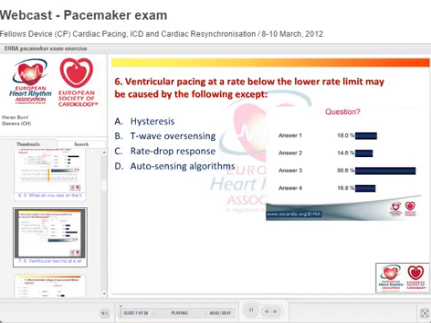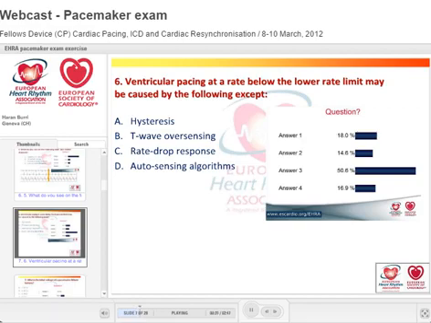Okay, next one. Ventricular pacing at a rate below the lower rate limit may be caused by the following, except, go ahead and vote. A, hysteresis, B, T-wave oversensing, C, rate drop response, or D, auto-sensing algorithms. Okay, again, about half of you got it right. Now, a fair amount actually got the wrong answer, so I think we'll try to go wise.